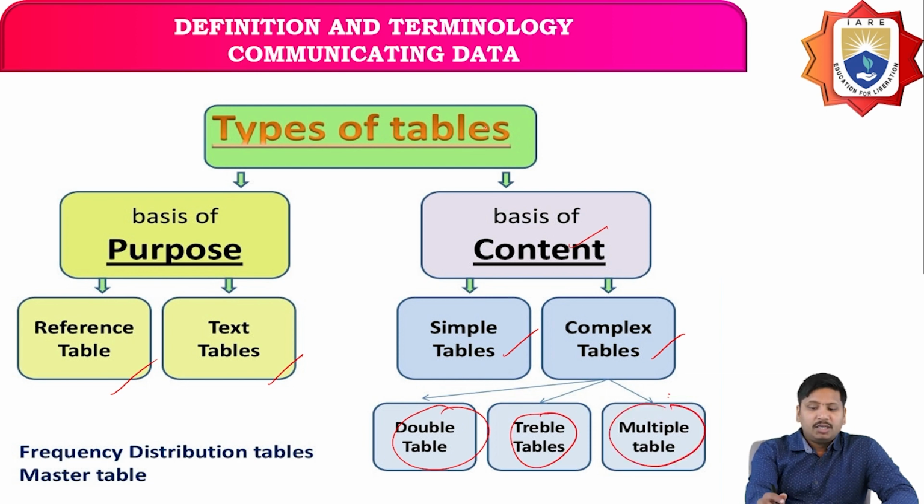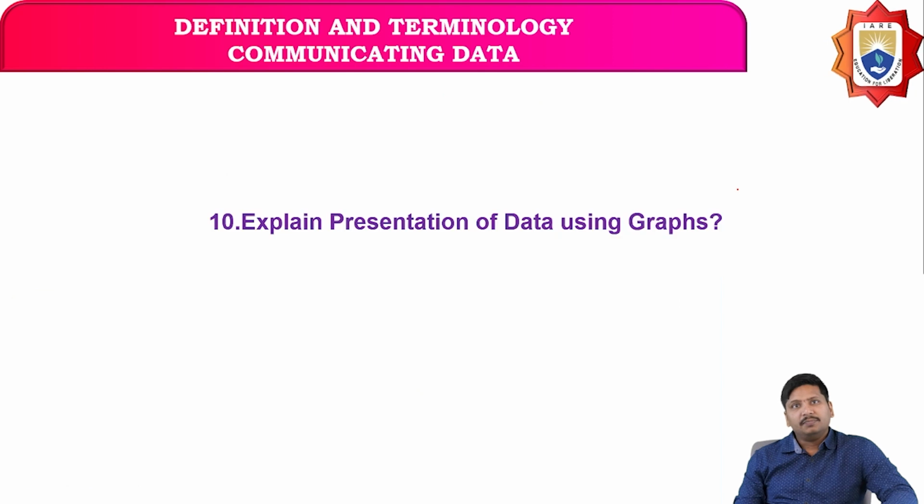So normally the tables that we have should be presented in two types. The first one is based on purpose, and the other one is based on content. If the purpose is considered, then the reference table and text table are the two types, and if we consider the content, then the tables will be simple and complex. Again, there are further categories in complex tables, like double table, triple table, and multiple tables.